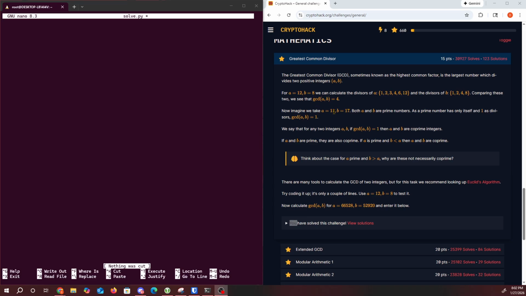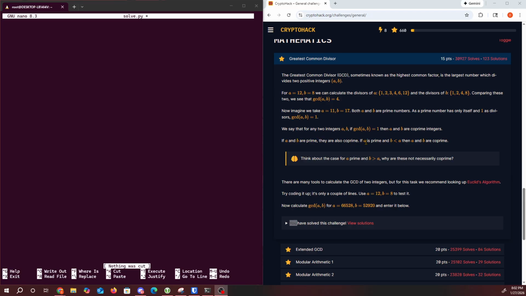Now imagine we take 11 and 17. Both a and b are prime numbers, and a prime number has only 1 and itself as divisors, so the GCD is 1. We say that for any two integers a and b, if the GCD of a and b is equal to 1, then a and b are co-prime integers. And if a and b are prime, they are also co-prime.